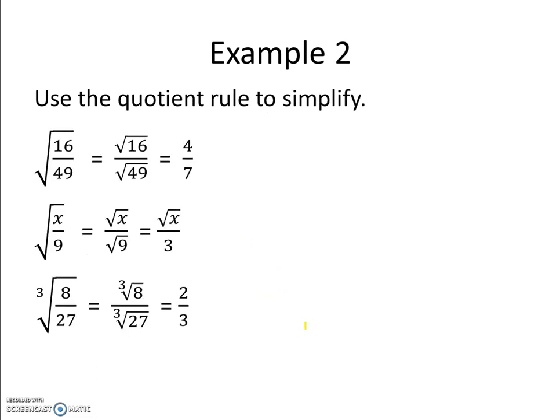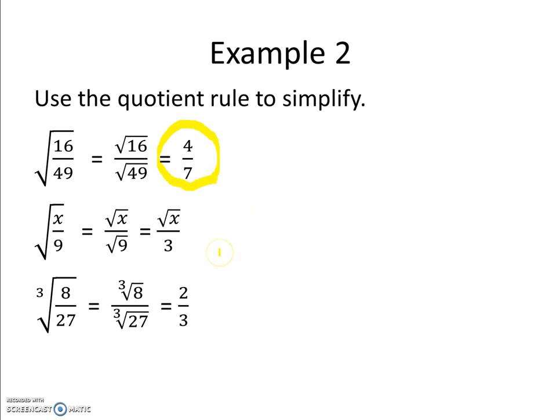In example 2, we use the quotient rule to simplify. We have the square root of 16/49, which we can write as the square root of 16 over the square root of 49. We know the square root of 16 is 4, and the square root of 49 is 7. So we end up with 4/7.